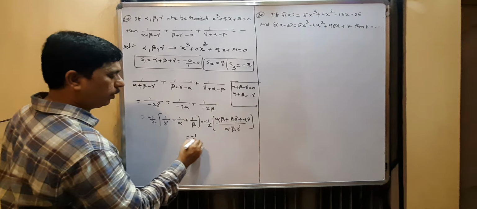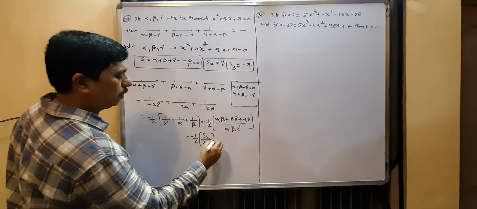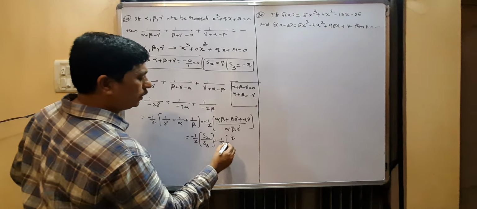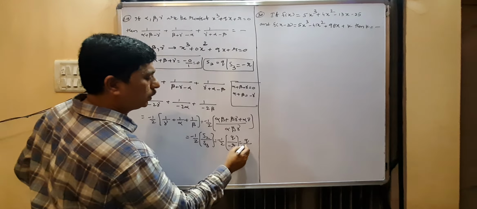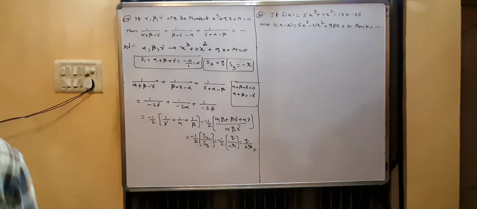That is minus 1 by 2 into S2 by S3. Minus 1 by 2 into S2 value, which is q, by S3 value, which is minus r. That is q by minus r, minus into minus, plus q by 2r. This is the answer. Copy that problem.